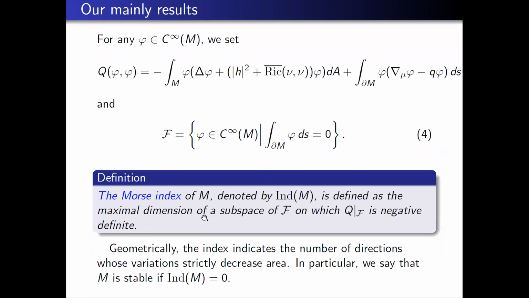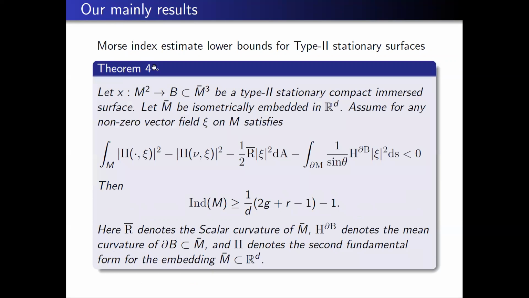Now we introduce the Morse index of M. Morse index of M is defined as the maximal dimension of a subspace of F, here F4, on which Q restricted to F is negative definite. So we have theorem 4. We give the Morse index estimate, a lower bound for type 2 stationary surface.